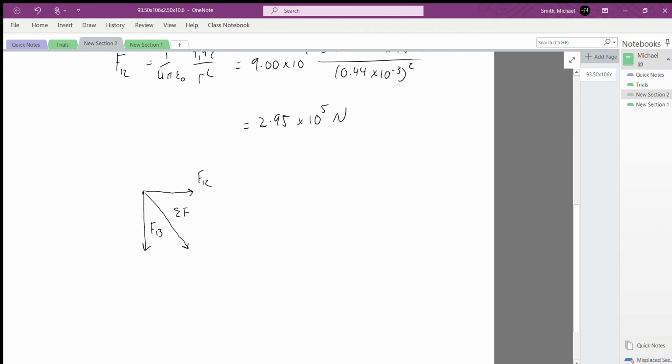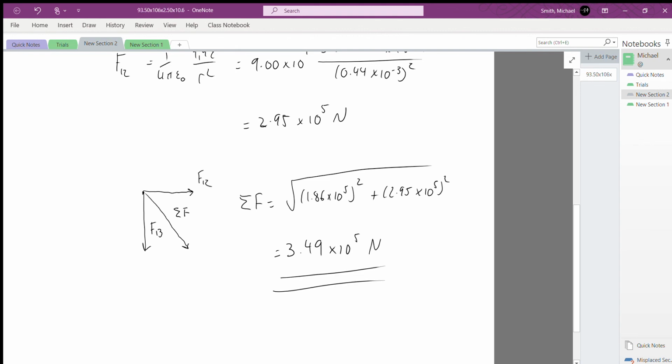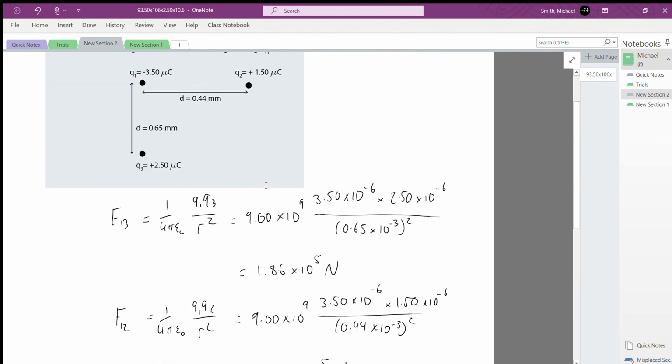So here, just using Pythagoras' theorem, the net force will be equal to the sum of the two separate forces squared, 1.86 times 10 to the power of 5 all squared, plus 2.95 times 10 to the power of 5 all squared. And if we substitute that into our calculator, we should get 3.49 times 10 to the power of 5 newtons. And we don't care about the direction because the question only asks us for the magnitude.